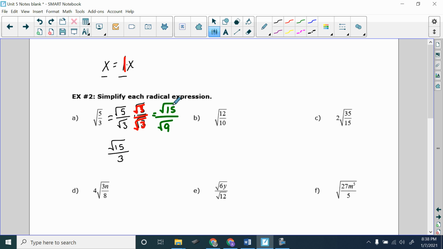Again, check that the square root of 15 doesn't simplify. It's 5 and 3, and there's no pairs there. So this is your final answer.